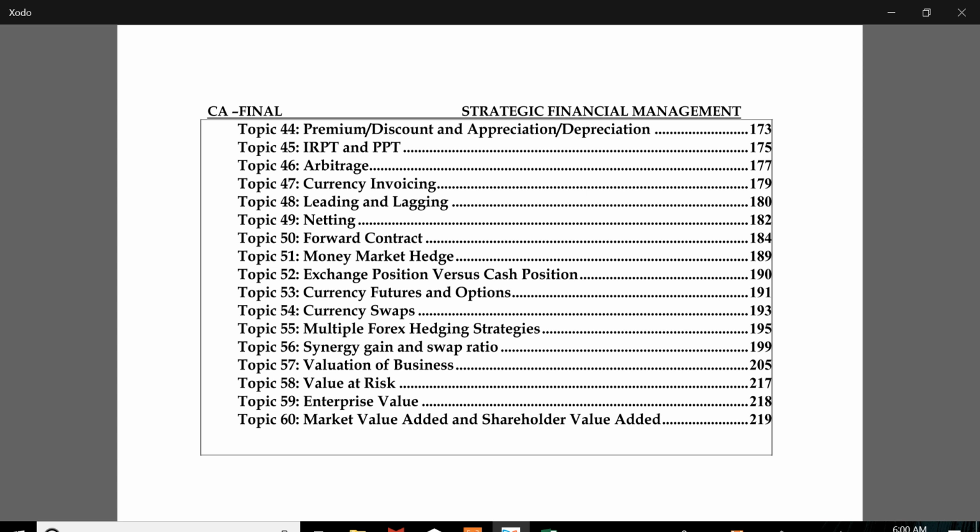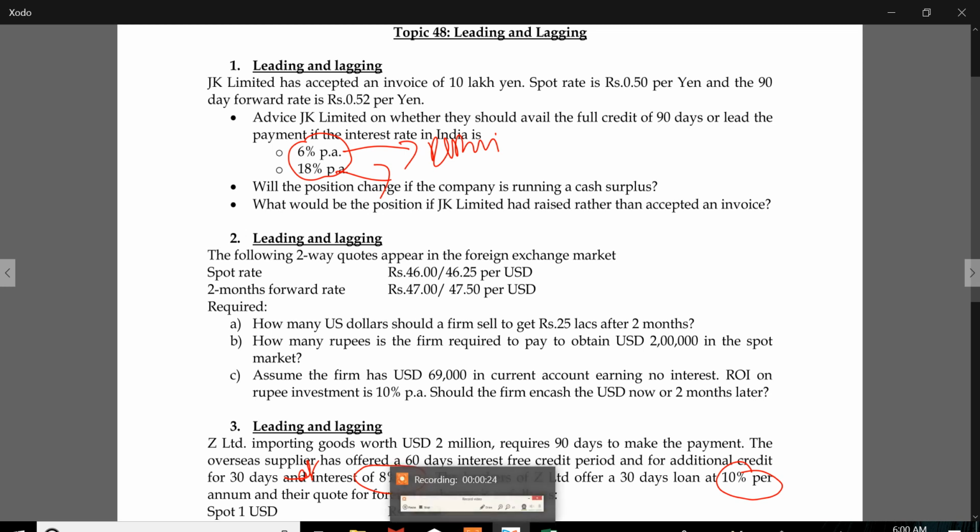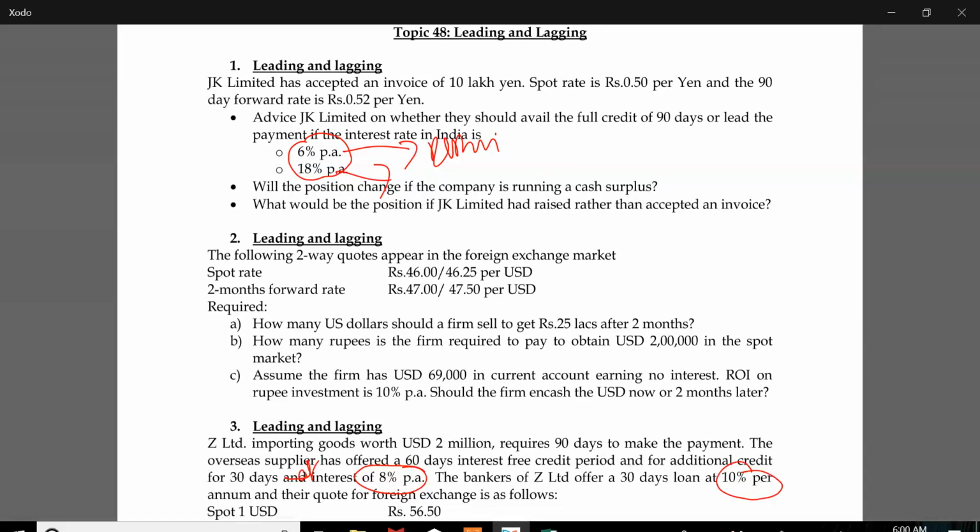Topic 47. Okay. Now write leading and lagging. Topic 48, leading and lagging. Question number 1. Leading and lagging.